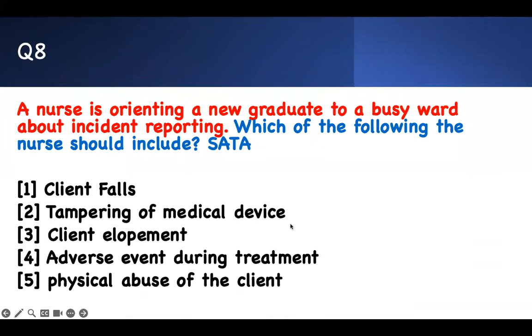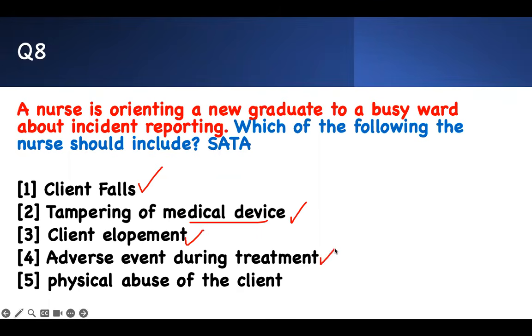A nurse is orienting a new graduate to a busy ward about incident reporting. Which of the following should the nurse include? What should you include in an incident report, or examples of incident reports? When the client falls, that is a form of an incident report. Tampering with medical records, yes. Client elopement, yes. Adverse event during treatment, you got to include it.